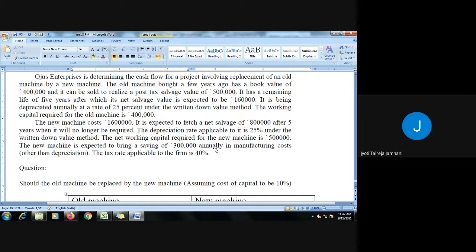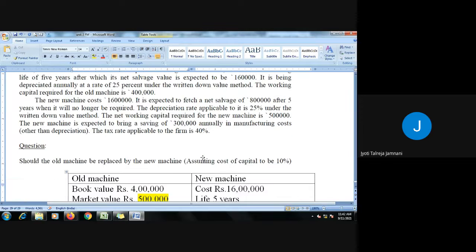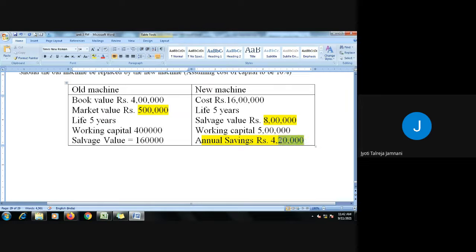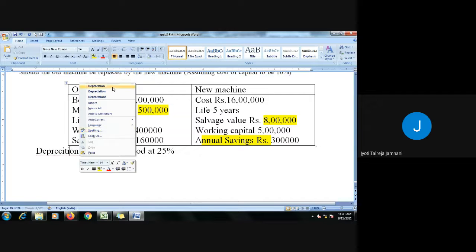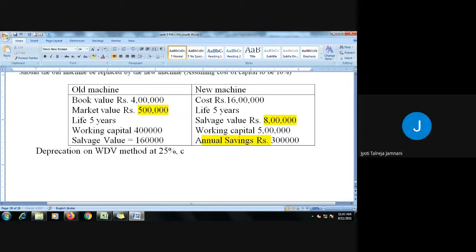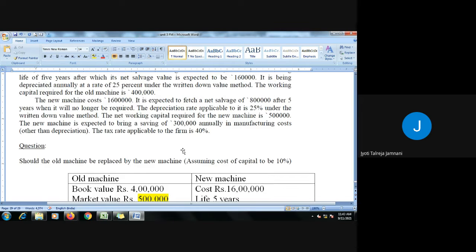Then they have said the new machine is expected to bring savings of 3 lakh annually. So annual savings here is 3 lakh rupees. So this is what is given. Then they have told that the depreciation will be on the WDV method and the rate is 25%. Then we have the cost of capital given there. So cost of capital is 10%. Tax rate is 40%. So these are the values given for all the machines.